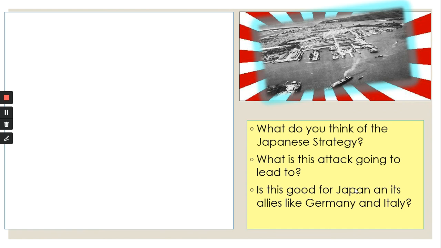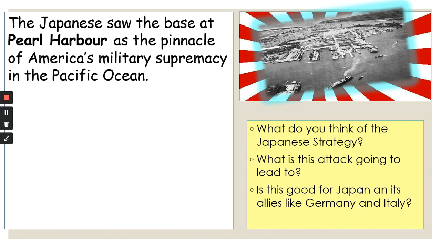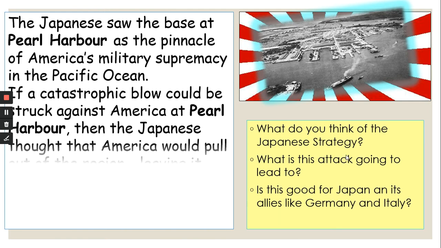Okay then, so why? Let's have a look at some information then. The Japanese saw the base at Pearl Harbor as the pinnacle of America's military supremacy in the Pacific Ocean. What that means is the Japanese saw it was really, really important. And they could see it was going to be important if America did get involved in the war.